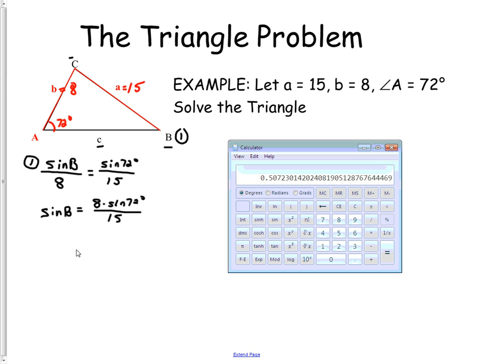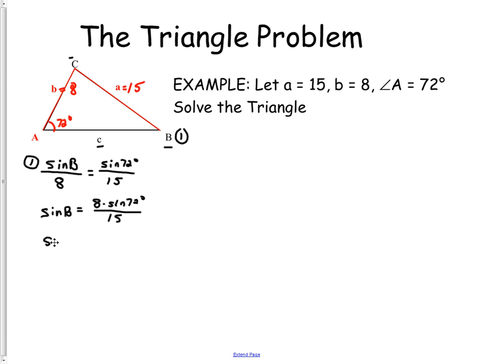So in this case, 0.5072. So we know that sine of angle B is equal to 0.5072. Right? So how do we find angle B? Well, this is a job for our inverse sine function. We're going to take the inverse sine of the quantity 0.5072, and we're going to work out what that angle will be.